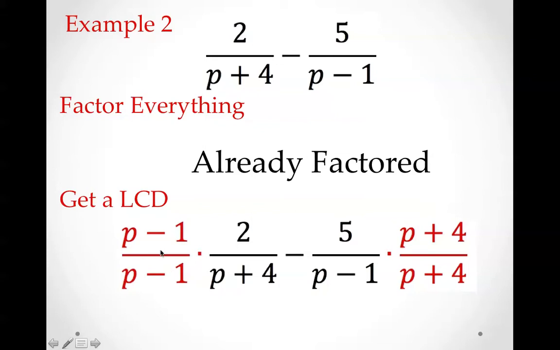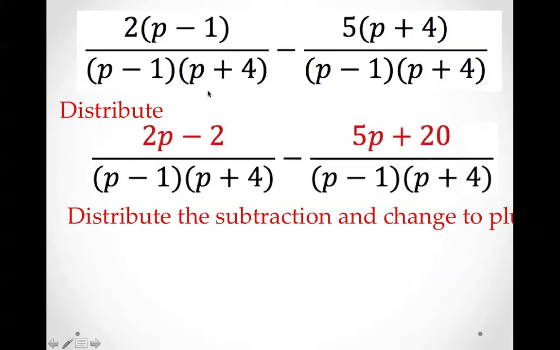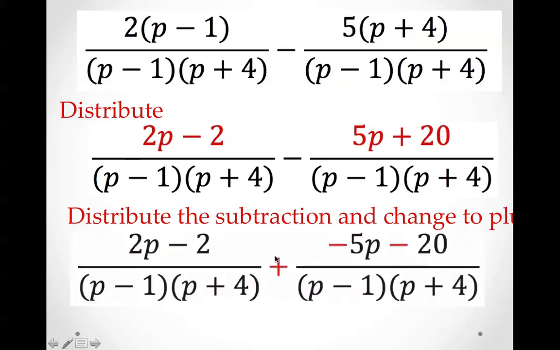You notice I put it over itself, which is essentially multiplying this fraction by 1 and not changing its value. I will then need to distribute the 2 to the p minus 1 and the 5 to the p plus 4, and that will get me 2p minus 2 and 5p plus 20. Now since this is a subtraction sign right here, I'm going to distribute the subtraction and change it to a plus. So I'm going to make that a negative 5p and a negative 20 and change the middle minus sign to a plus sign.